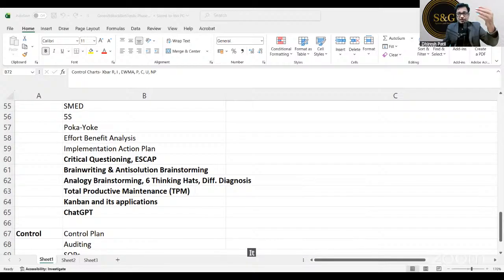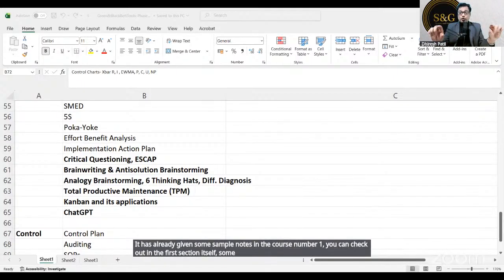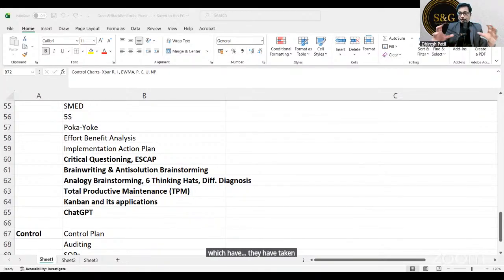Some sample notes are already given in course number 1. You can check out, in the first section itself, some sample notes of earlier students who have taken fantastic notes. Some samples have been given. You can refer to those notes.